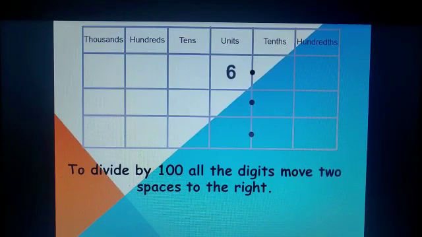So let's look at this one then. What is 6 divided by 100? Again, we use the same technique. We move the digits 2 spaces to the right. My 6 units will move to the hundredths column. I then add my placeholders to make the answer 0.06.